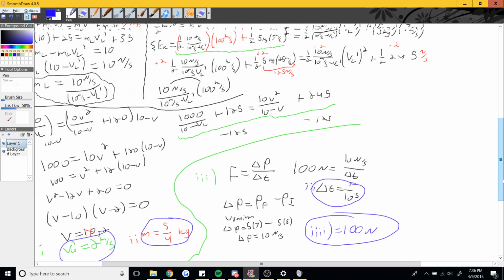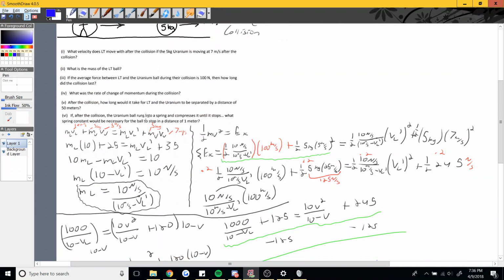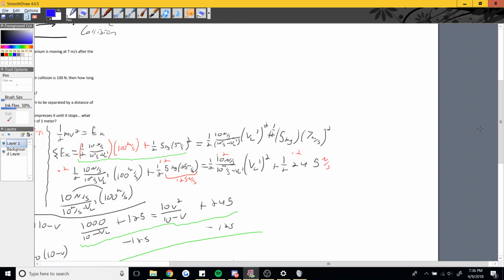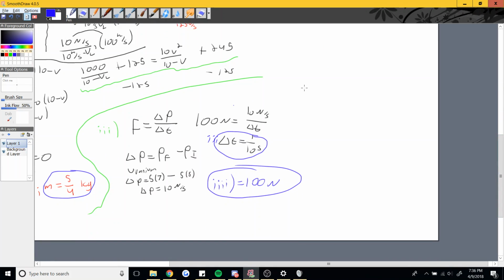Quick, let's go to 5. Good work over here. 5 is going to be, after the collision, how long would it take for little Timmy and the uranium to be separated by a distance of 50 meters? Once again, hitting us with the easy questions. Hits us with the hard ones first, leaves the easy ones for later. And so, we know that little Timmy, after the collision, is moving at 2 meters per second. Found that over there. And we know that the uranium is moving at 7 meters per second.